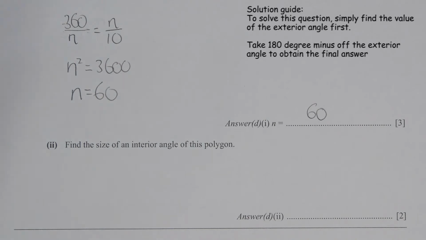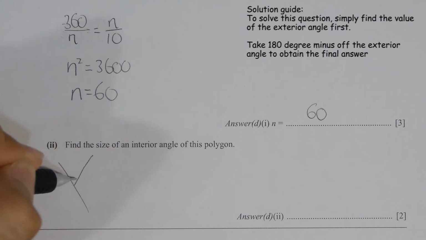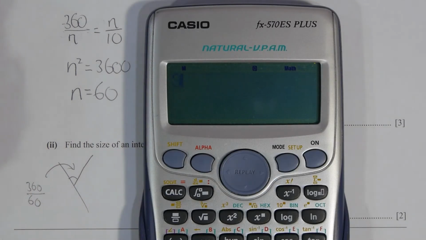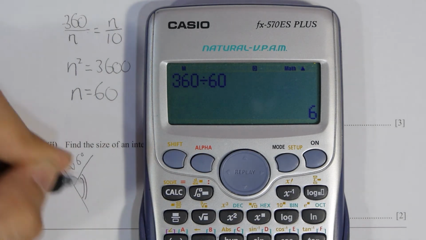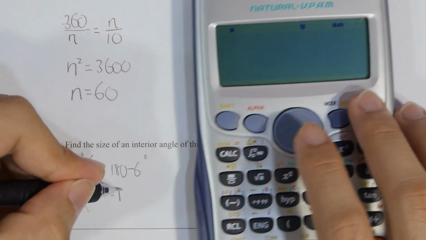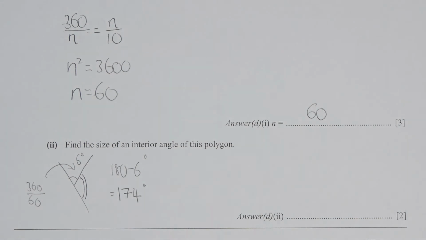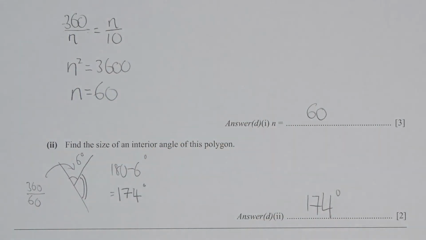Then find the size of the interior angle of this polygon. I calculated the exterior angle first, which is 360 divided by 60, so I get the exterior angle as 6. The straight line there will be 180, hence 180 minus 6. Then you get the interior angle as 174.